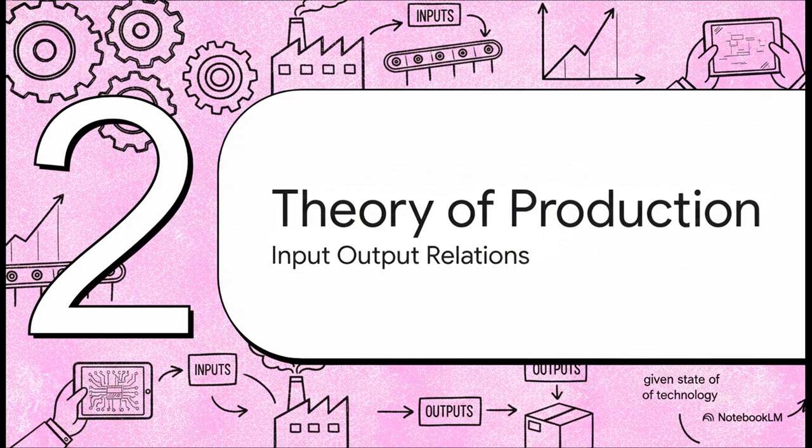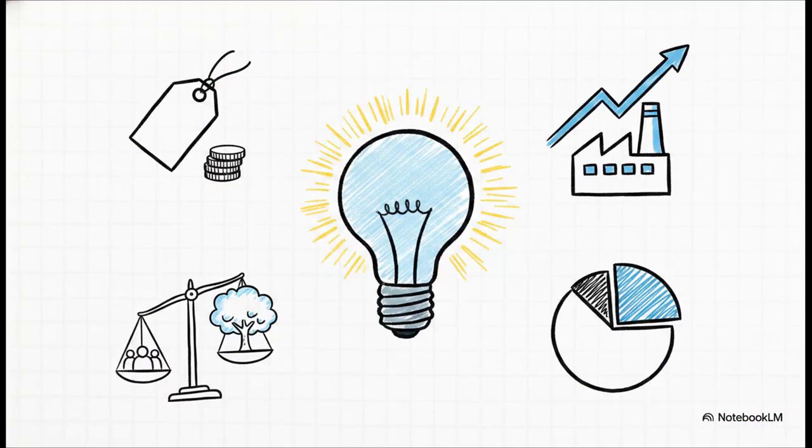Okay, moving right into Section 2, the theory of production. We're looking at the physical relations between inputs and outputs. So why does mastering this theory actually matter? Well, there are 4 key areas where this applies.